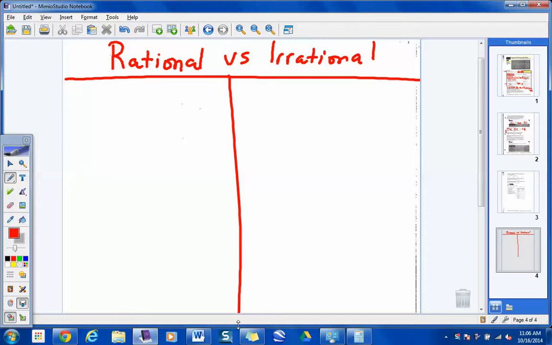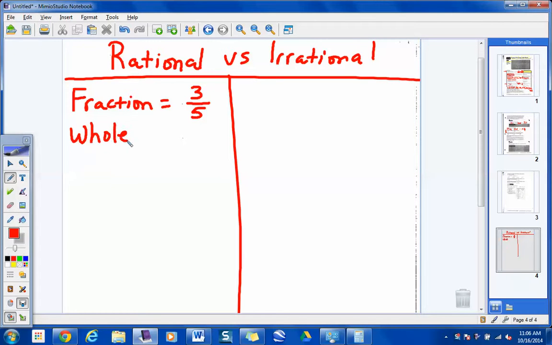Think of numbers in terms of decimals, okay? We already said rational numbers can be written as a fraction. An example might be 3 over 5. That's rational because I can write it as one whole number over another whole number. Do you guys agree with that? Fractions. Rational numbers can also be a whole number.